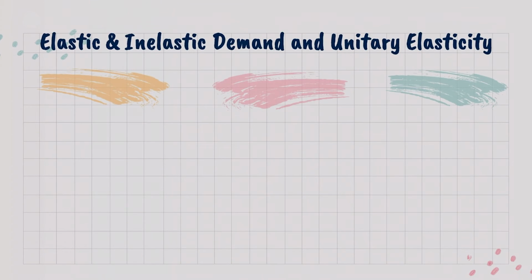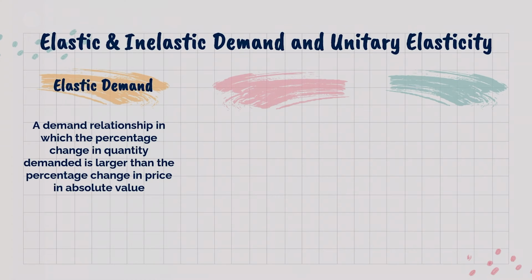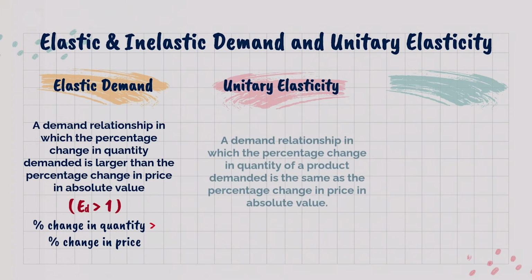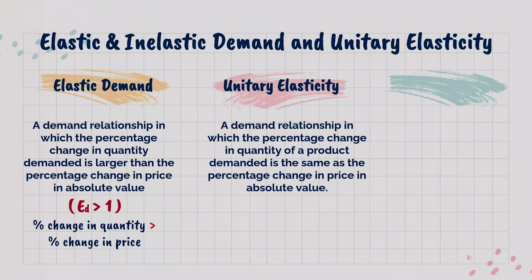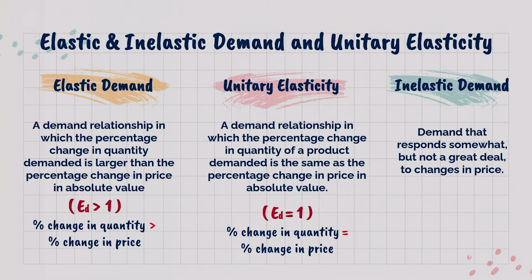So now let's move on to the next topic, which is elastic and inelastic demand and unitary elasticity. Elastic demand is a demand relationship in which the percentage change in quantity demanded is larger than the percentage change in price in absolute value. Unitary elasticity is a demand relationship in which the percentage change in quantity of a product demanded is the same as the percentage change in price in absolute value. Inelastic demand is demand that responds somewhat but not a great deal to changes in price.